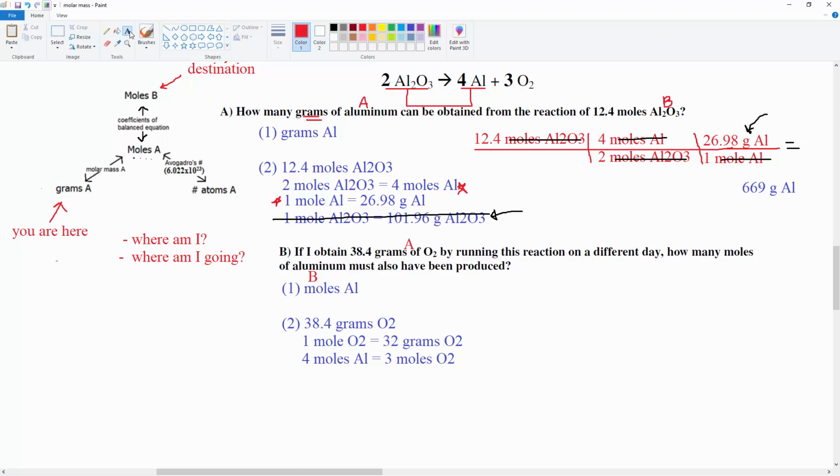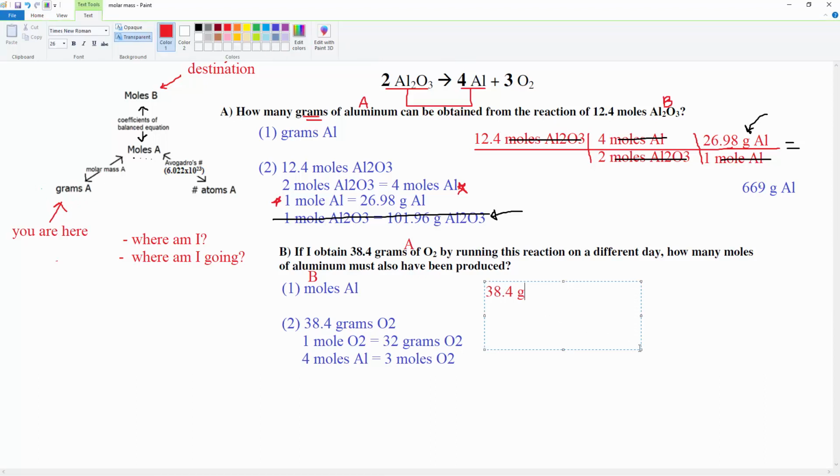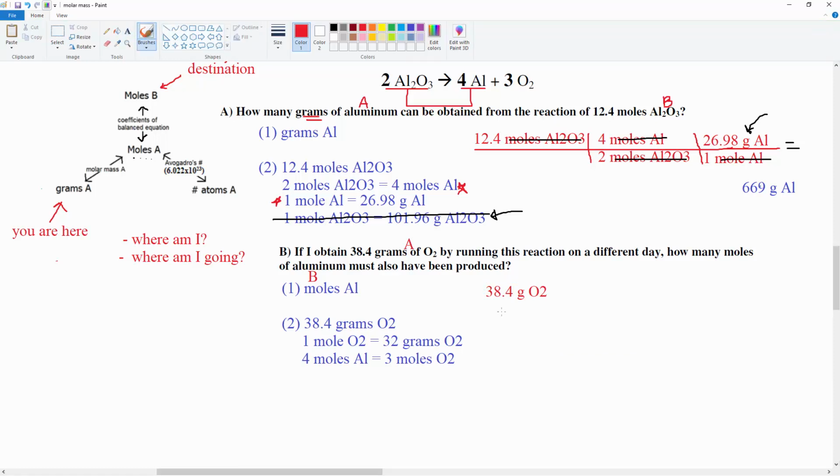Okay. I think we've got everything we need to set this up. So we're going to start with, you are here, right? We're going to start with grams of A. So that's going to be 38.4 grams oxygen. And my roadmap tells me I need to use the molar mass of A, in this case oxygen, to find the moles of A. So what do I put where?